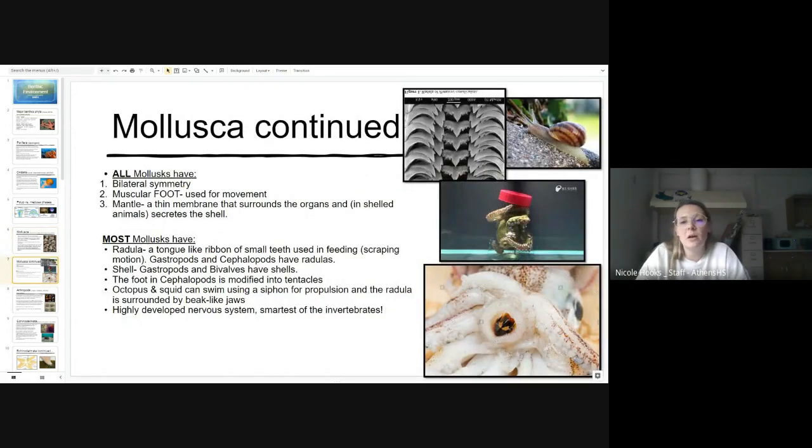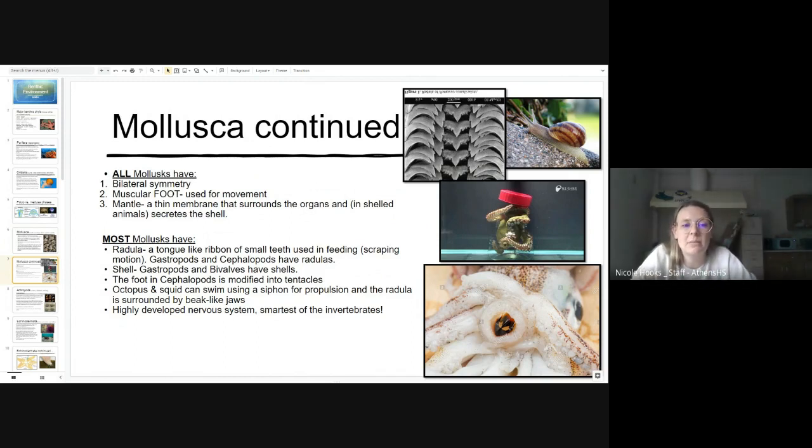So some things that our mollusks have. All mollusks will have the following 3 things. Bilateral symmetry. So if you cut them down the middle, they're going to look the same. They're going to be 2-sided, so bilateral. They're going to have the same lateral sides.